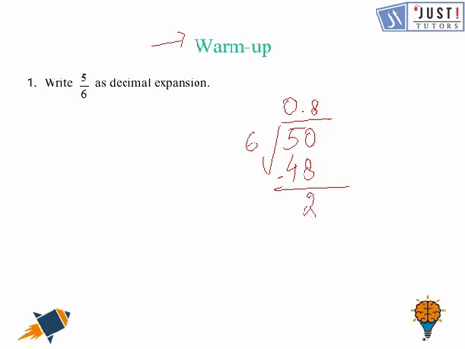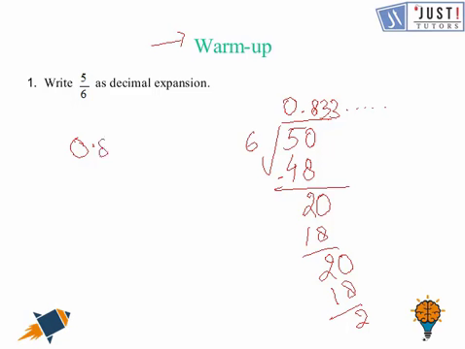Now we'll look at how many 6 goes into 2, which is not possible, so we put a 0. Now how many 6 goes into 20, which is 3, and 18 here. Now it's 2 again, then it would be 0. Now it's 3 again, and as you can see, it will keep on repeating. So we can say that 5 over 6 is 0.8333, or we can say this is 0.83 with a bar over the 3 like this.